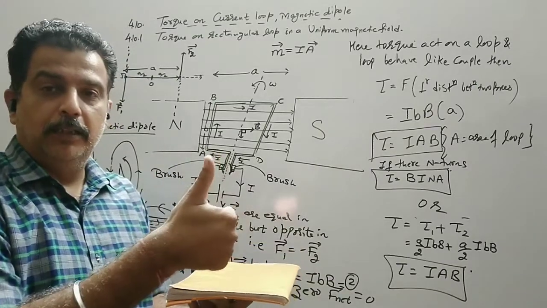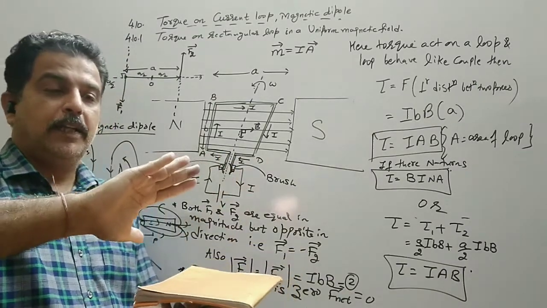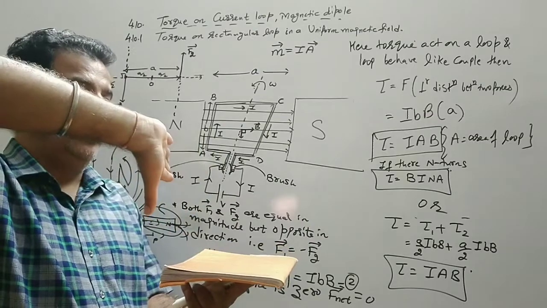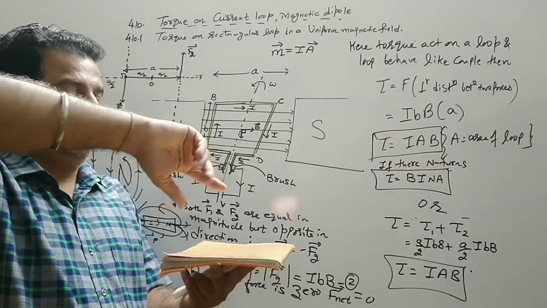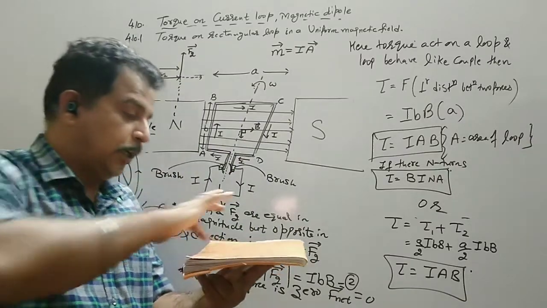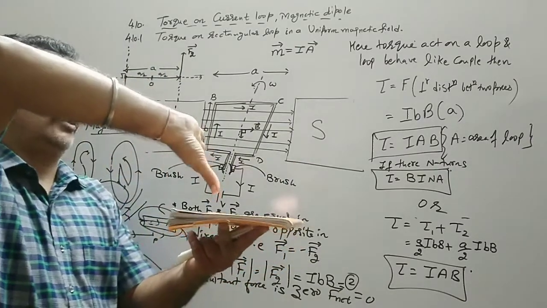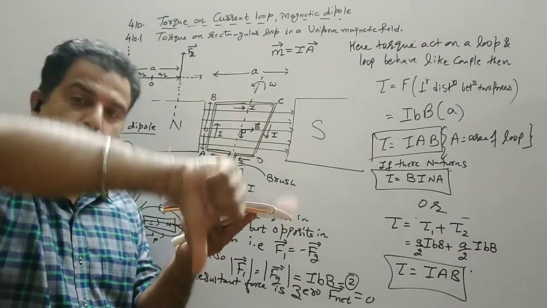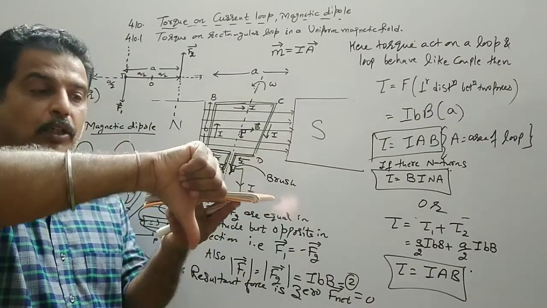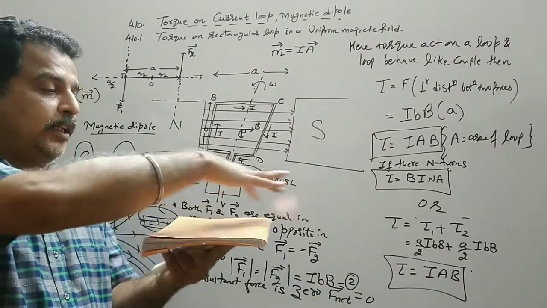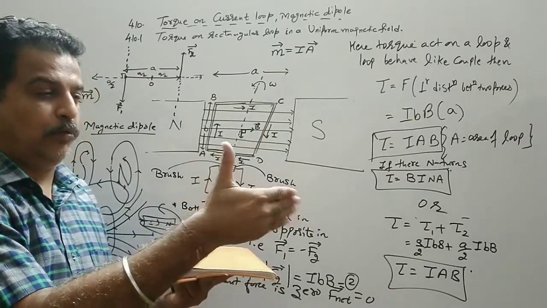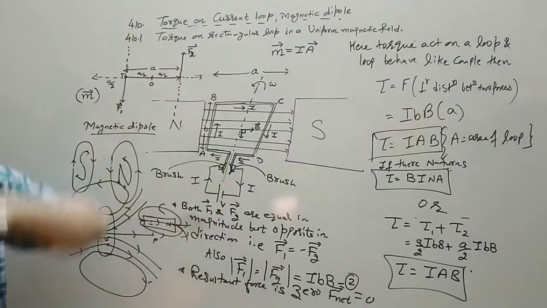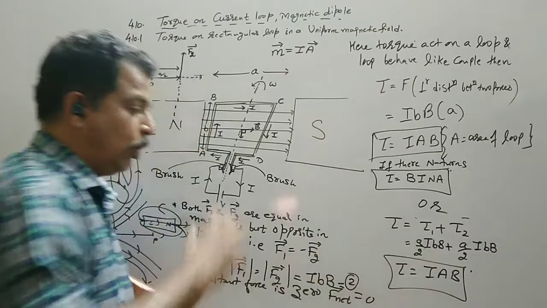So I take my right hand, I curl my fingers in the sense the current is flowing in the loop. So here the current flowing is in the clockwise direction, so I curl my fingers clockwise. My thumb comes down. This thumb gives the direction of the area vector or the magnetic moment. If the current is flowing anti-clockwise, I will curl my fingers anti-clockwise. Thumb will be up. So the area vector should be taken upward, or you say the magnetic moment should be taken upward.